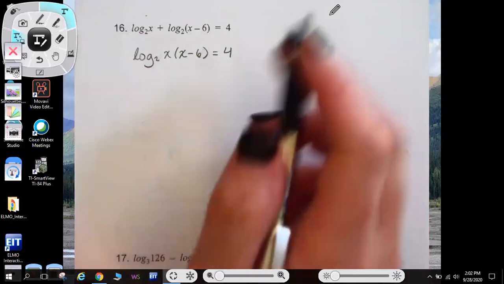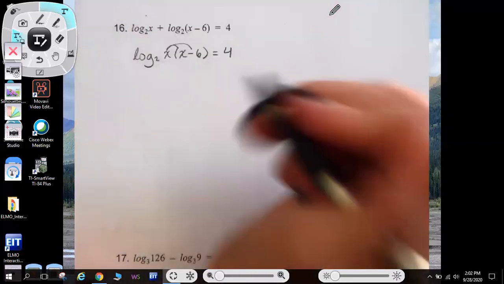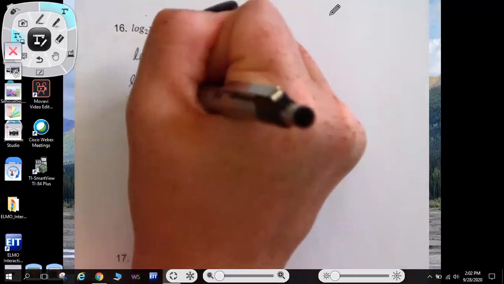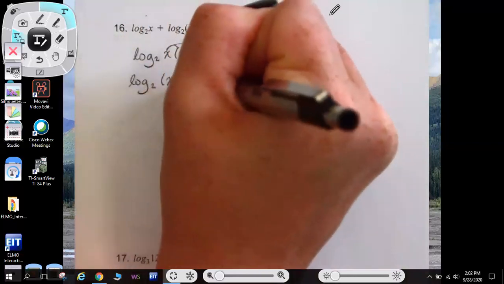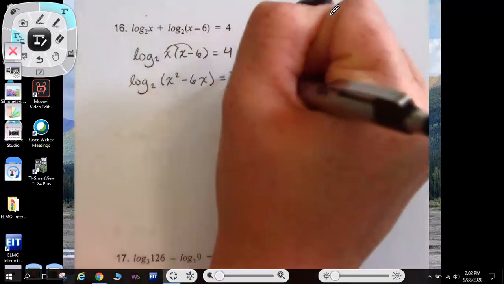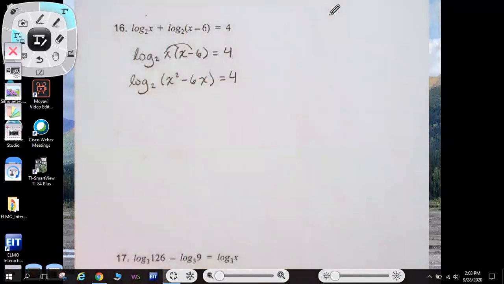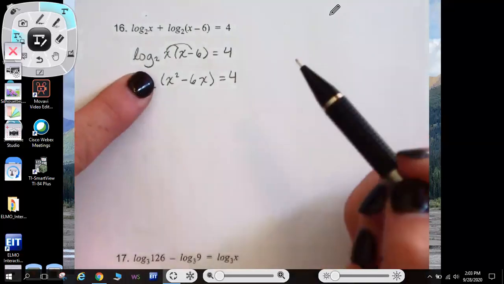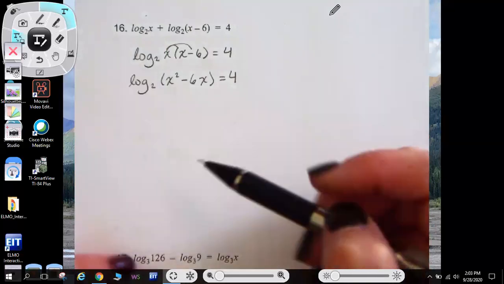Let's go ahead and multiply. So to do that, we just distribute this x. We get log base 2 of x squared minus 6x equals 4. Okay, now we have one logarithm on one side with just a number on the other. So we can't just leave this logarithm off. We have to change to exponential form instead.